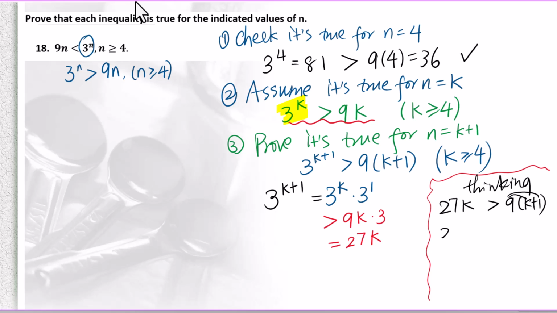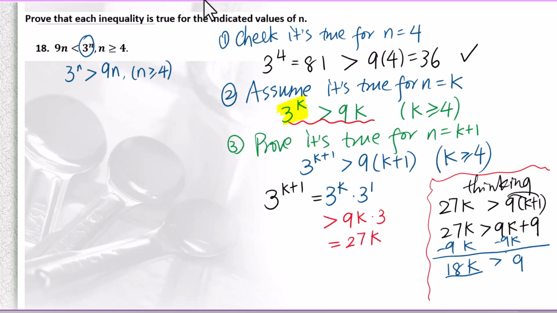Simplify. 27k greater than 9k plus 9. Minus 9k both sides. We got 18k greater than 9. Then we divide by 18 both sides.